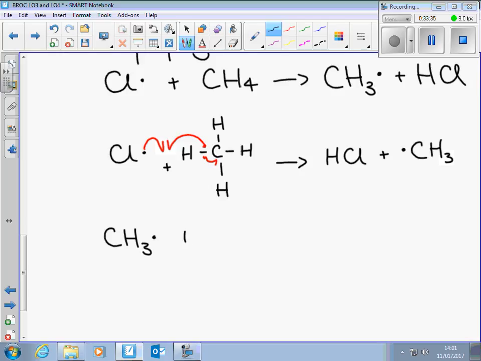But that will collide with chlorine molecules, and what do you know? You get a reaction that produces our other end product, the CH3Cl, but in doing so, it's generated another chlorine radical. So we've got another chlorine radical produced by that. So you can see how this is now keeping itself going, because those chlorine radicals can then bump into more methane and produce more methyl radicals that can bump into more chlorine and produce more chlorine radicals. Hence, it's a chain reaction.